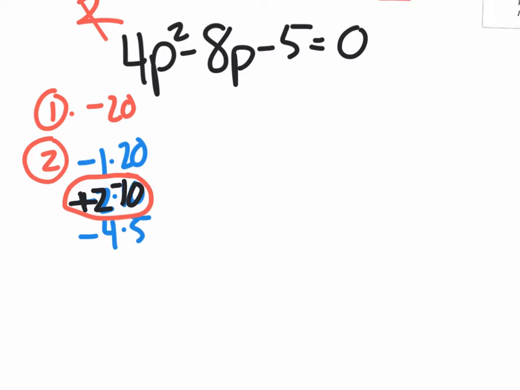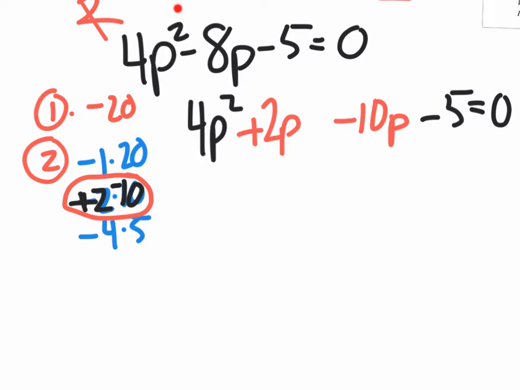Those are the right pair of numbers that we want as we move on to step 3, which would be to rewrite this whole thing, but instead of the middle value negative 8, you rewrite it as 2p minus 10p. So there it is. I rewrote the original trinomial, but now the middle term became these two terms. And again, 2 plus negative 10 is negative 8. So I really didn't change anything. I just changed the way the middle term looks into two terms.